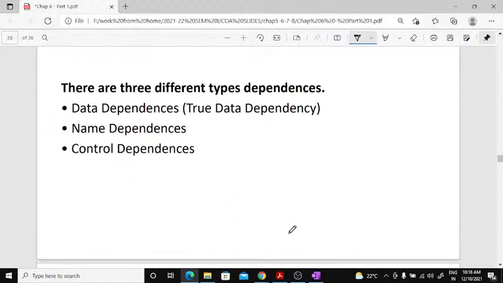So there are three different types of dependencies. Okay, how many are there in dependency? Only three types are there. What are they? Data dependency, name dependency, and control dependency.